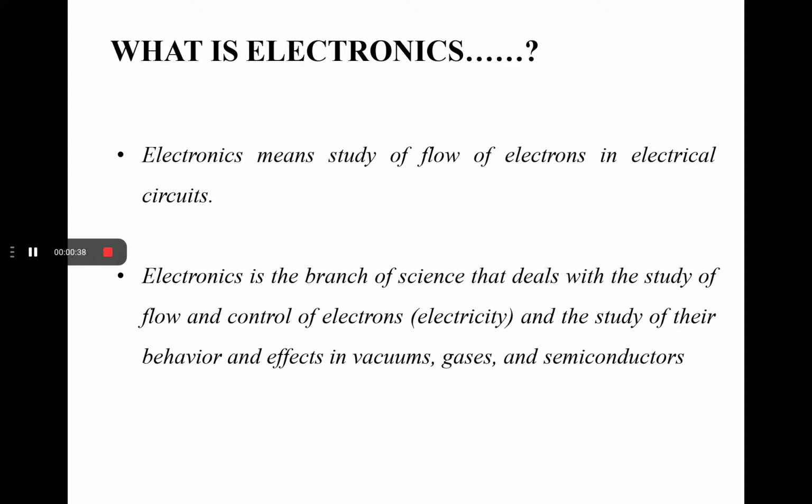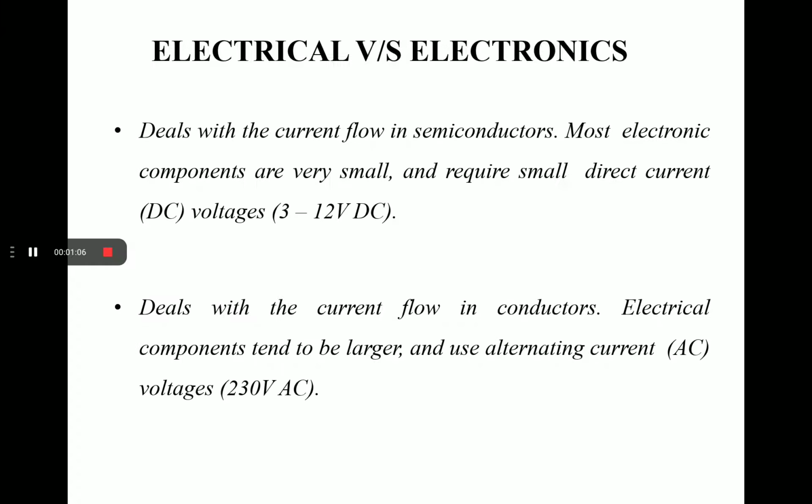The branch of electronics is a science that deals with the study of flow and control of electrons, and the study of their behavior and effects in vacuum, gases and semiconductors. The different behavior of flow of electrons in vacuum, gas or semiconductor is studied in the branch of electronics.